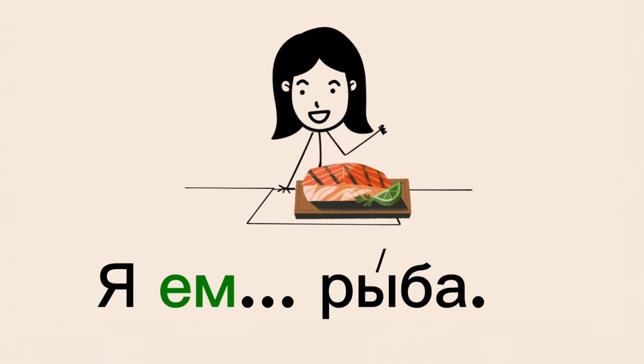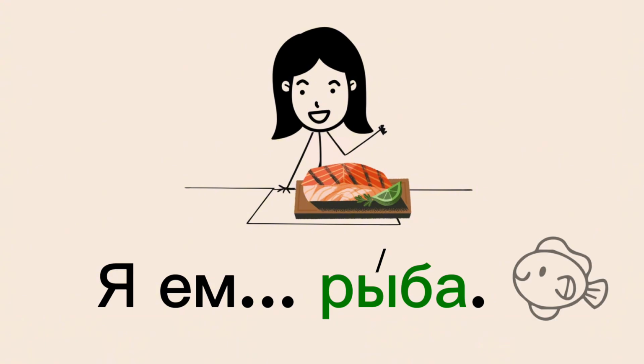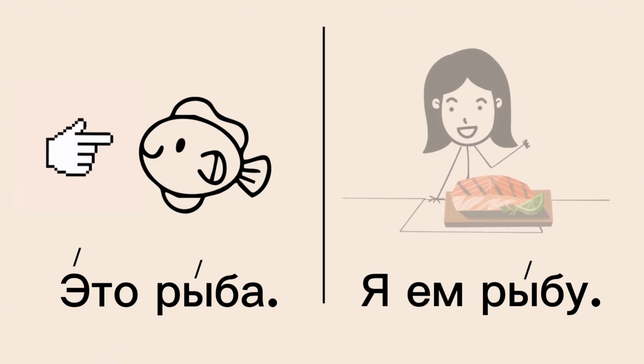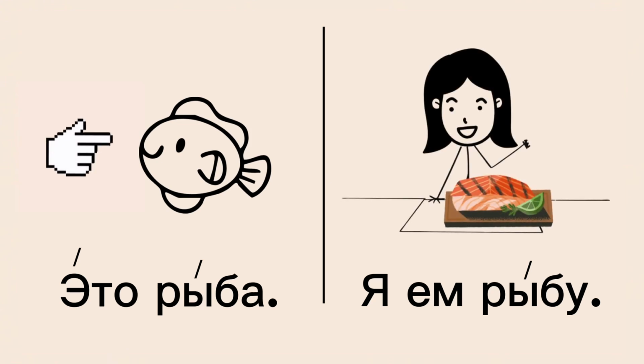Now, let's try this. Я ем рыба. Does it sound right? Listen. Я ем рыбу. Now, look at this. Рыба, рыбу. See the pattern here? Here, а changes to у. Это рыба. Я ем рыбу. See? Рыба, рыбу. А to у.